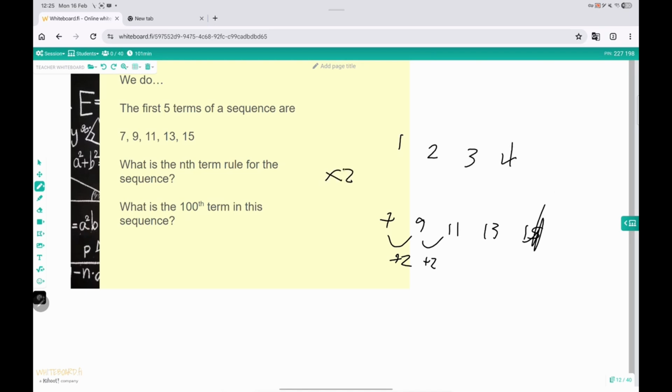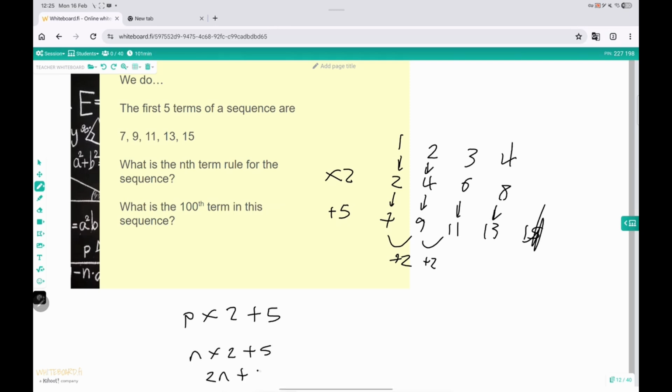So our first step is to times by 2: 2, 4, 6, 8. They were times the position number by 2. And what do we always still need to do to get to our final answer? We need to add 5. Okay, so our position to term rule is times by 2, add 5. Therefore our nth term rule is n times 2 plus 5, or 2n plus 5.